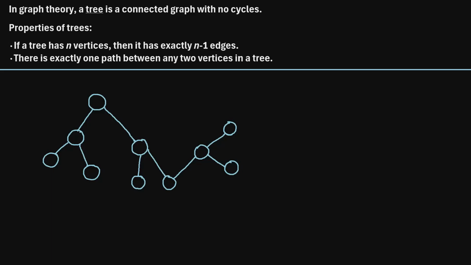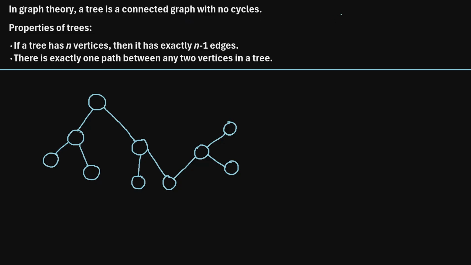In this video, I will provide a quick introduction to tree graphs. So in graph theory, a tree is a connected graph with no cycles. Now, a connected graph just means that you can get from any vertex to any other vertex in the graph just by traveling along a sequence of edges.